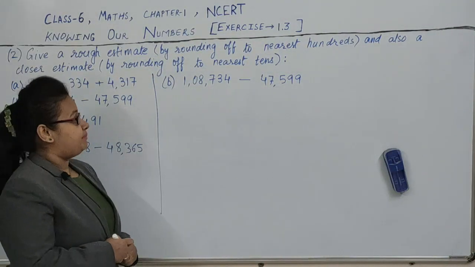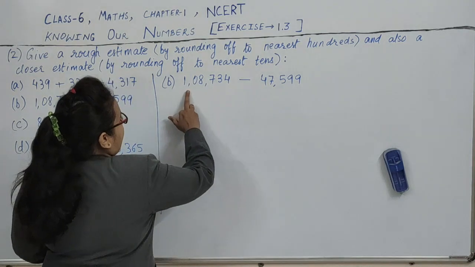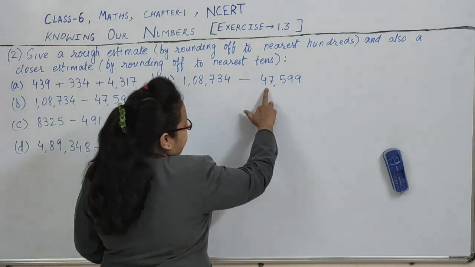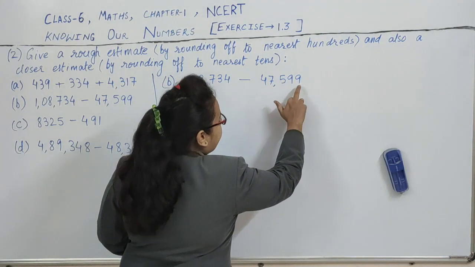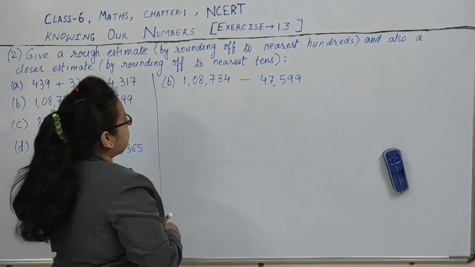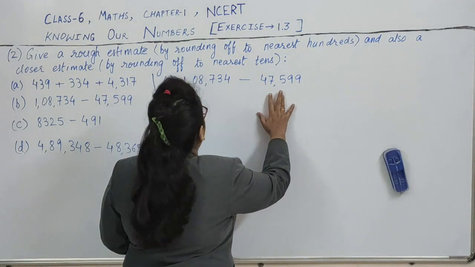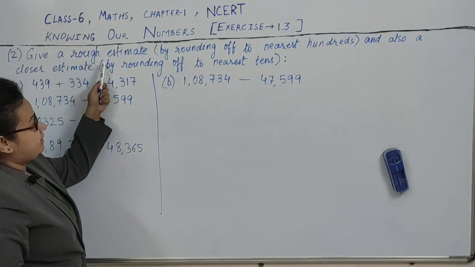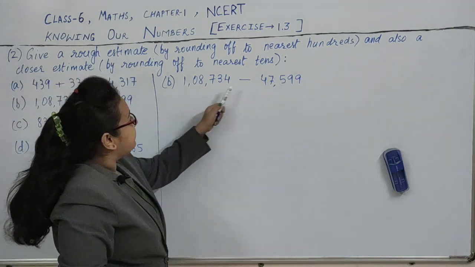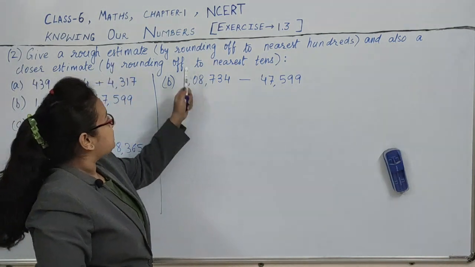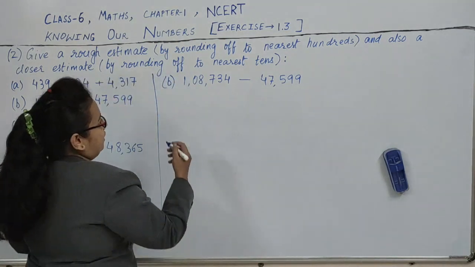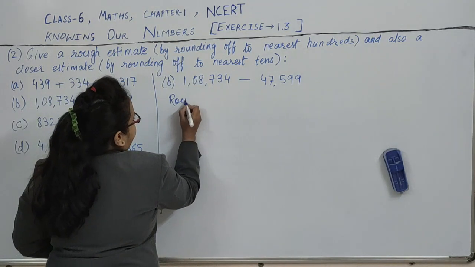Now let us do the B part. What is there in the B part? 1,08,734 minus 47,599. So we will not do the actual subtraction. What we will do? We will find a rough estimate of the difference, by rounding off to nearest hundreds. So first we will do rounding off to nearest hundreds.